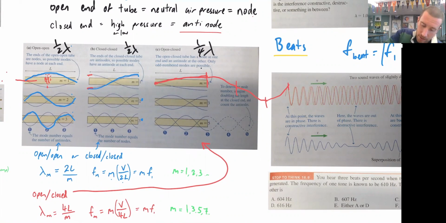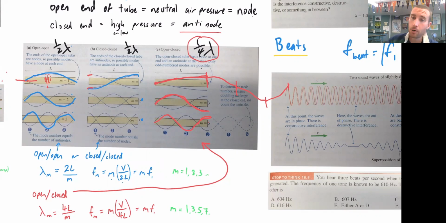So the part that's the tube is 1/4 of the wavelength for an open closed tube. So the length is now 1/4 of a wavelength. Or the next option would be 3/4 of a wavelength. So mode equals 3 would be 3/4 of a wavelength. Or mode equals 5 would be 5/4 of a wavelength. I get one full wavelength plus a quarter.